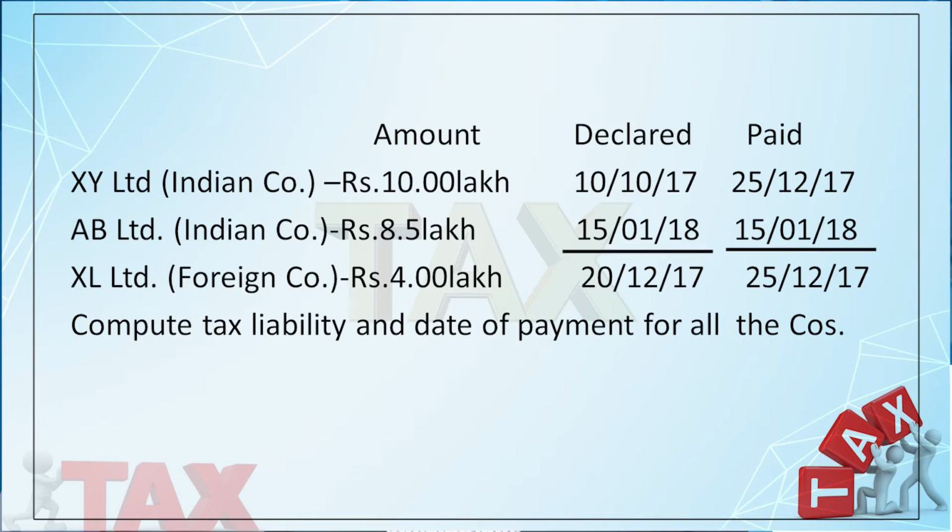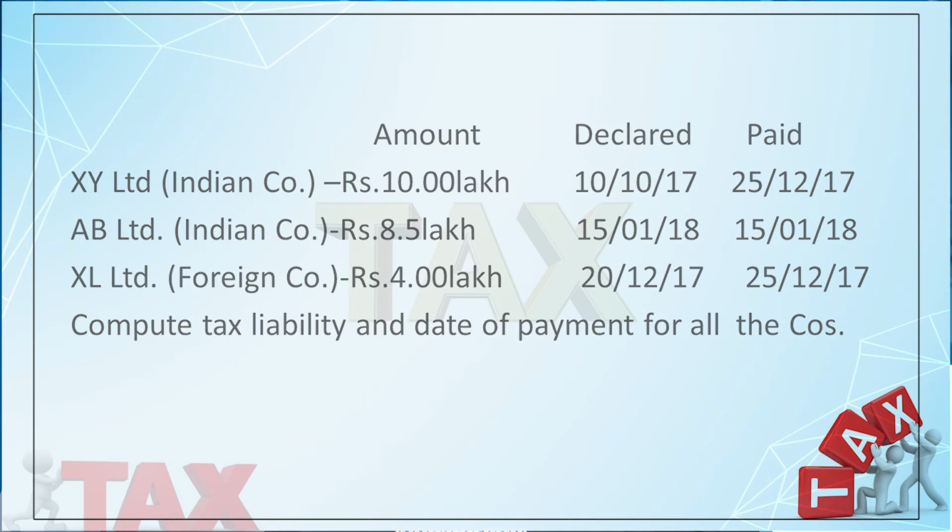So this is the procedure that you have to follow for computation of dividend distribution tax. First, you have to gross up the dividend, then you have to charge the tax rate, that is 15% tax on the gross dividend, then add the surcharge and then add the secondary and higher education cess at the rate of 3%. The amount of DDT will be paid by the company within 14 days from the date of either declaration of dividend, distribution of dividend or payment of dividend, whichever is earlier.